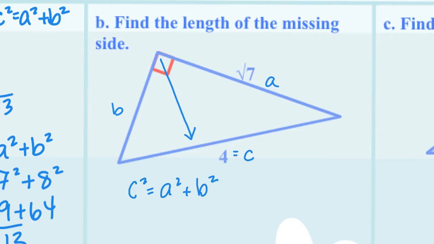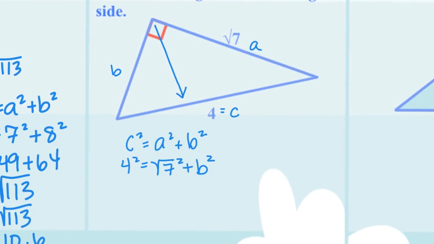Let's go ahead and substitute the values that we know into the Pythagorean theorem. C is 4, so this becomes 4 squared equals, a is square root of 7, so this becomes square root of 7 squared plus, and then b is the leg that we are missing. Now we can reduce. 4 squared is 16. The square root of 7 squared is 7 because the square root and the exponent of 2 both cancel. And then b squared, we can just bring that down.